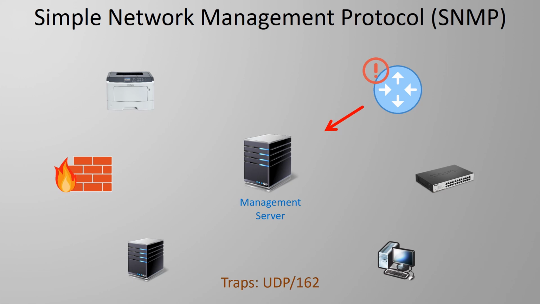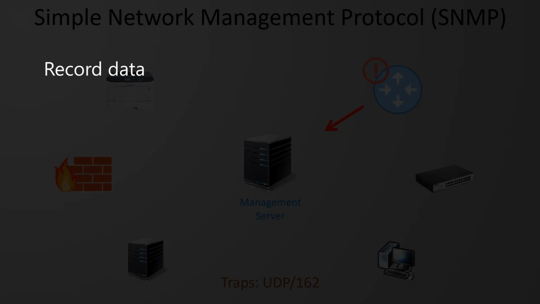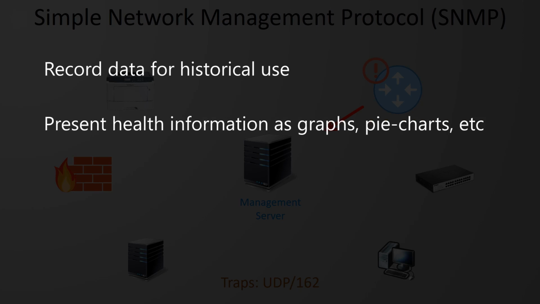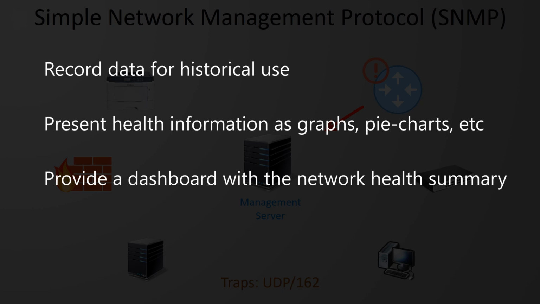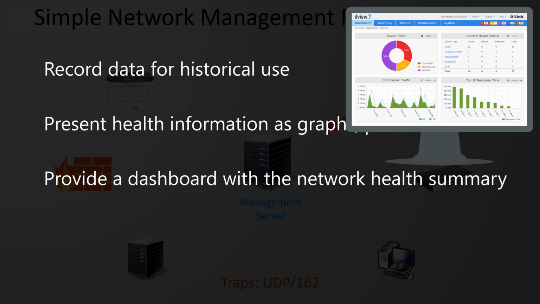Now that the server has this information, there's usually a few things it will do. It will record the information for historical use. For example, we might want to see what our peak time periods for internet usage are. It will provide information to us in the form of graphs, charts, and so on. This might include the percentage of uptime across our network, for example. It can provide a web-based dashboard with the overall health of the network. Sometimes this might look like traffic lights, where green means healthy, orange or yellow is a warning that something's not right, and red indicates a definite problem.